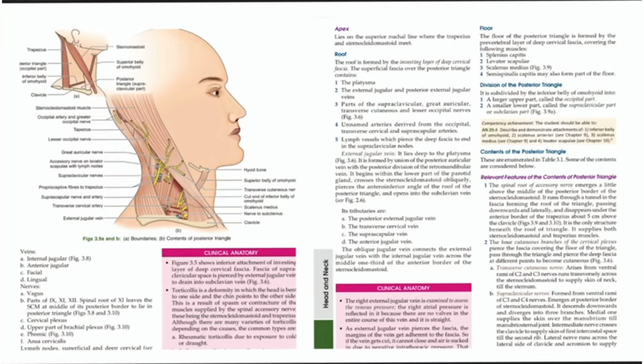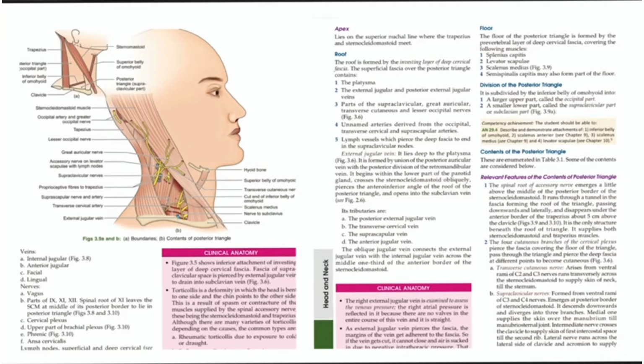So let's say we're talking about the posterior triangle of the neck. You have clearly defined points on what forms the apex, what forms the roof of the triangle, what forms the floor of the triangle, what the contents are, and the divisions of the triangle. Everything is summarized into points, so that makes it very easy to write in your university examinations. But from an understanding point of view, BDC is not a very good book, I'd say.